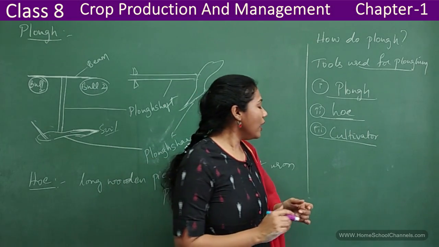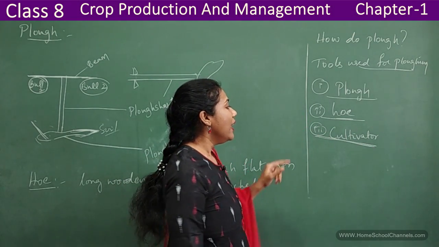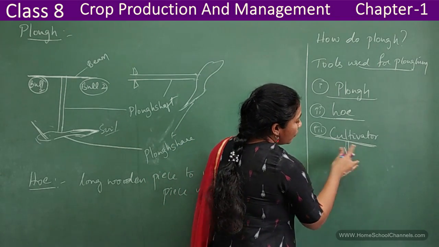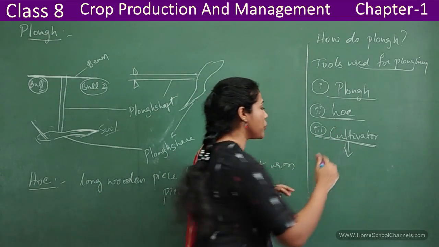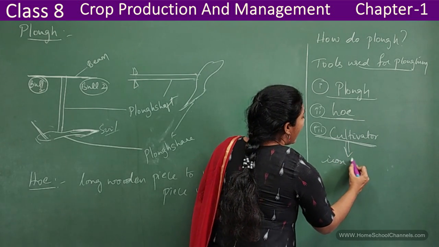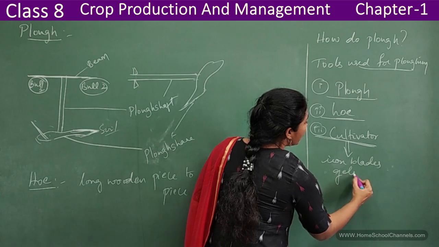And coming to the third tool, that is the cultivator, right? This cultivator is a big instrument which contains many iron blades. We call them iron blades. It gets attached to a tractor.